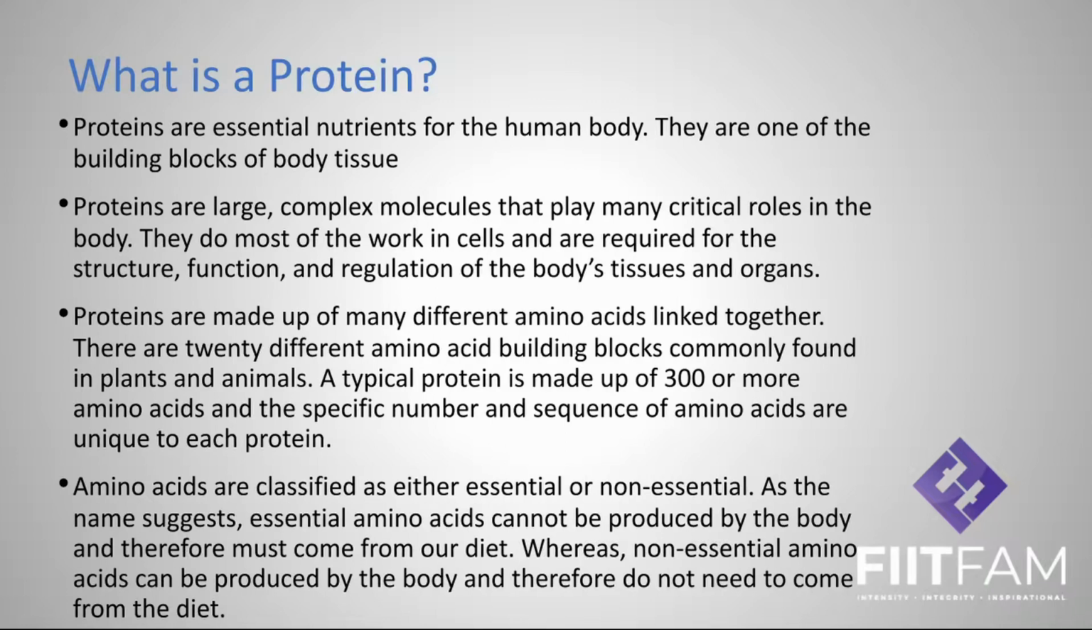There are 20 different amino acid building blocks commonly found in plants and animals. A typical protein is made up of 300 or more amino acids, and the specific number and sequence of amino acids are unique to each protein. Amino acids are classified as either essential or non-essential. As the name suggests, essential amino acids cannot be produced by the body and therefore must come from our diet, whereas non-essential amino acids can be produced by the body and therefore do not need to come from the diet.